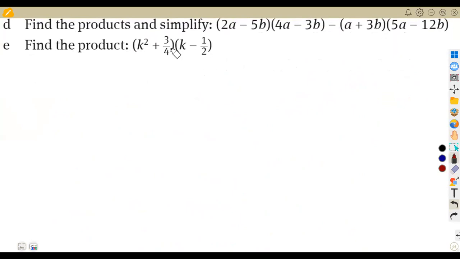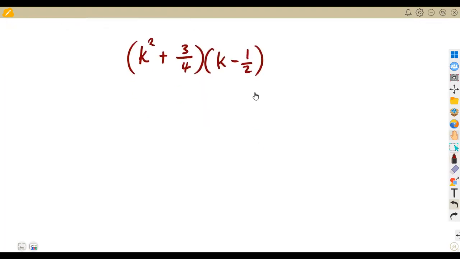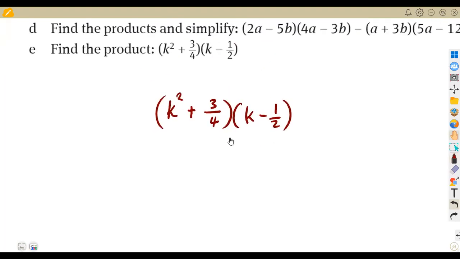Find the product. We've got the product of these two, that is k squared plus 3/4, like this, into the bracket of k minus a half. So that is our question there. We are asked to expand.